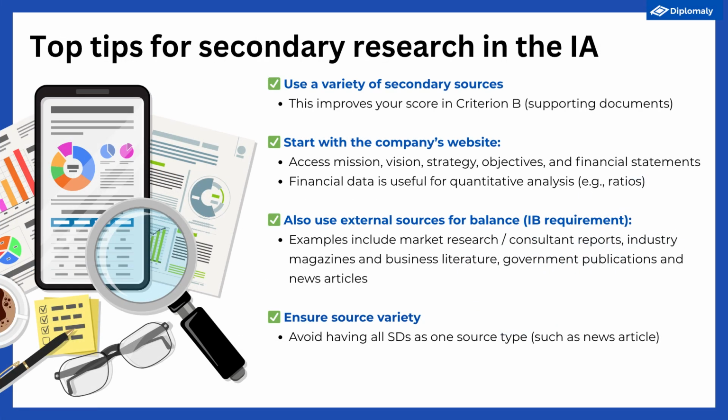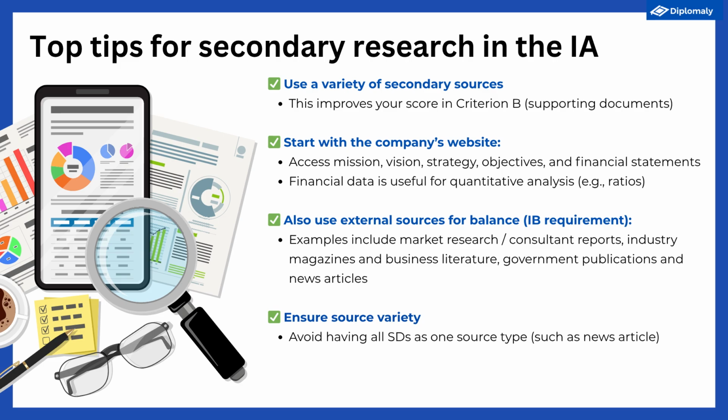There are many types of secondary sources you can use to gather information to form your various arguments. It is recommended you use multiple types of these sources in both your SDs and your IA more generally to maximize your marks in Criterion B. The first place to start is your company's website. This can help you access information related to business plans and business strategy, as well as your chosen company's mission and vision statement and their aims and objectives.